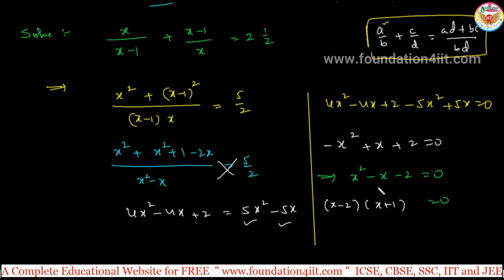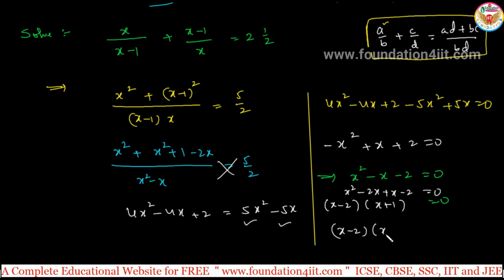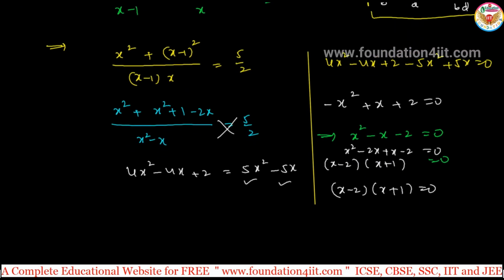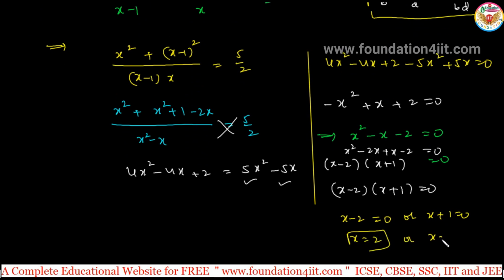Because minus x, no, you can write minus 2x, a right step if you want, minus 2x plus x minus 2 is equal to 0. From this you will get first two and last two terms. Then (x minus 2)(x plus 1) is equal to 0. Then according to the zero product rule, x minus 2 is equal to 0 or x plus 1 is equal to 0. x is plus 2 or x is equal to minus 1.